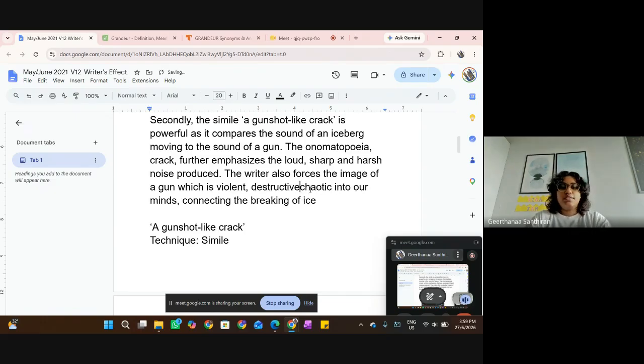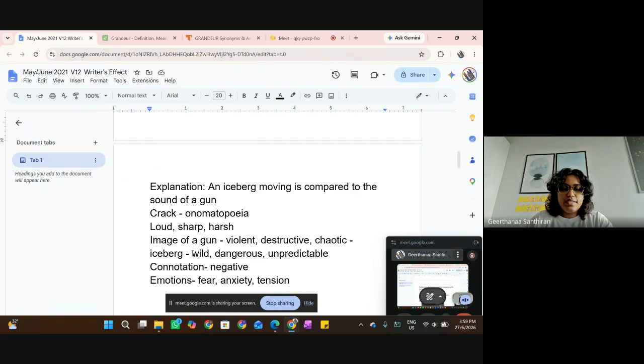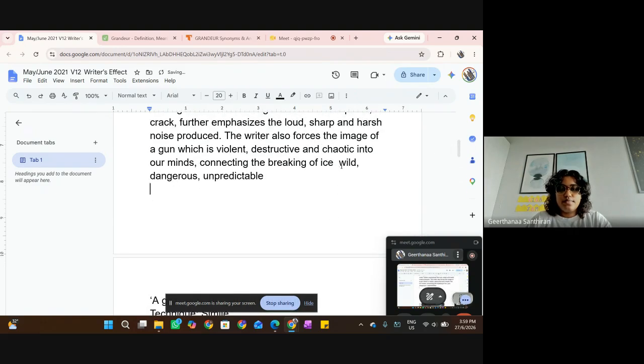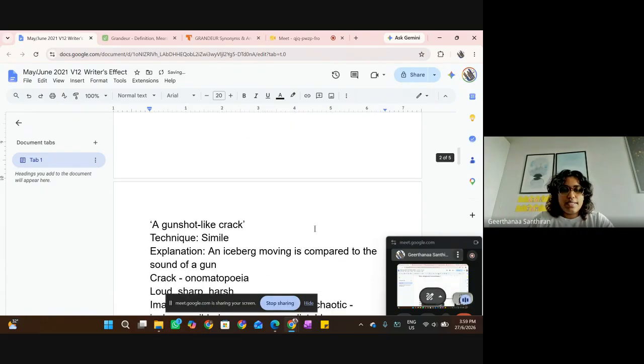And chaotic. Of course, I like my rule of thirds, but if you can only think of 2 words, that's better than one. And if you can only think of 1 word, that's better than 0. So it's fine. Violent, destructive, and chaotic into our minds, connecting the breaking of ice to being wild, dangerous, and unpredictable. So that's the link back. Okay, nice. That's the link back.